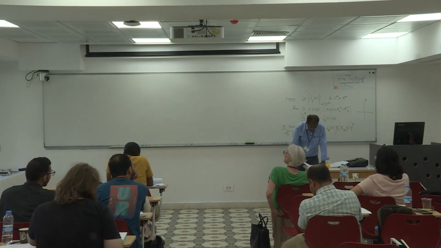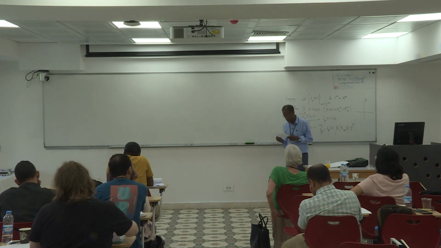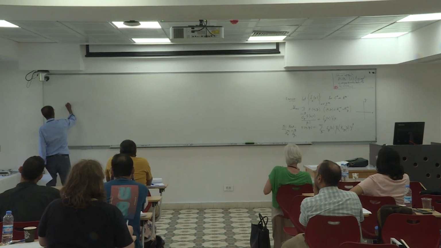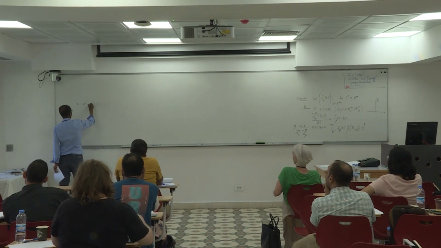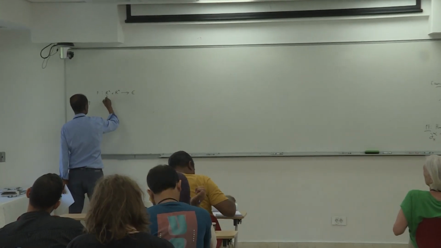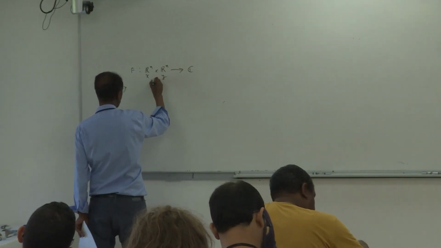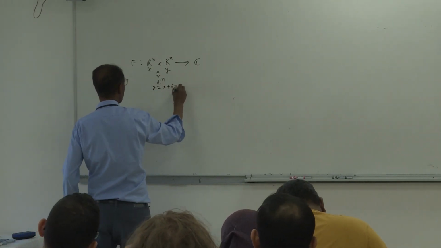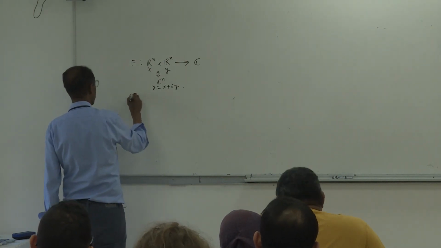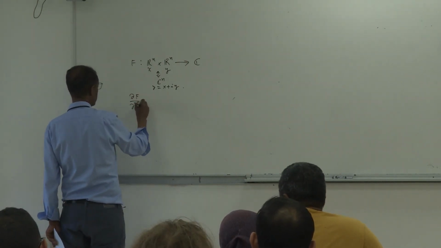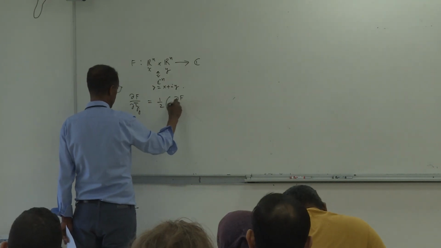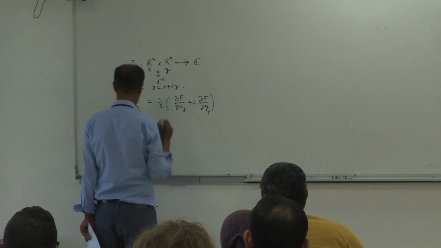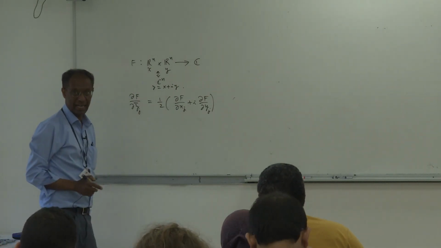Let me make sure I'm organized. So we have this notation. You have f from R^n into C, with variables x and y. You can think of this also as C^n, in which case the variable will be z equal to x plus iy. And so you have the Cauchy-Riemann operators. df by dz_j bar is 1/2 (df by dx_j plus i df by dy_j), and df by dz_j will be the conjugate of this.